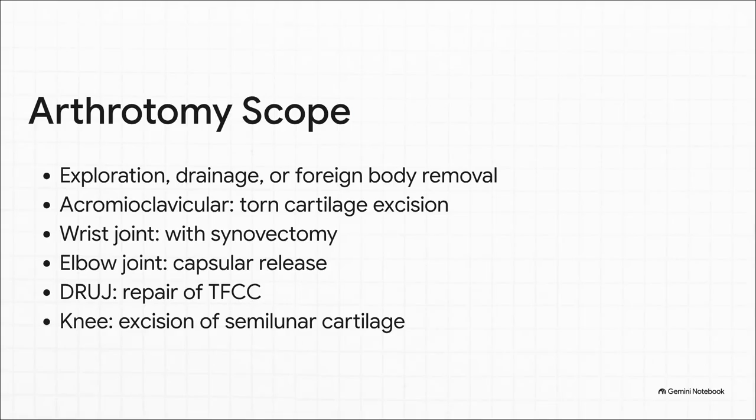When you're coding arthrotomies, keep in mind the scope generally includes exploration, drainage, or the removal of a foreign body, and this is inclusive whether a biopsy is performed or not. You really have to play detective and look for the specific joint procedures documented in the operative report. For instance, is it an excision of torn cartilage in the acromioclavicular joint?